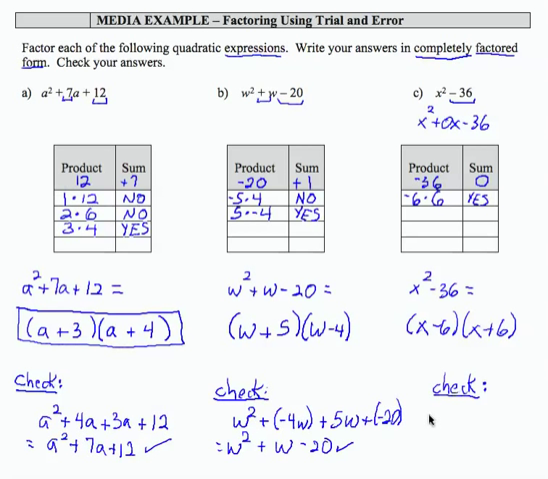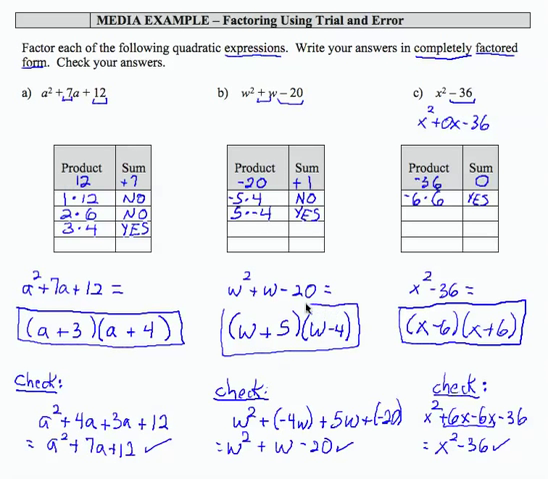x times x is x squared. x times 6 is plus 6x. Negative 6 times x is minus 6x. Negative 6 times a positive 6 is negative 36. The middle part goes to 0, so I get x squared minus 36, and my result checks. So here is the fully factored form for x squared minus 36. I didn't put a box around part B, but this would be my result for my fully factored form here.